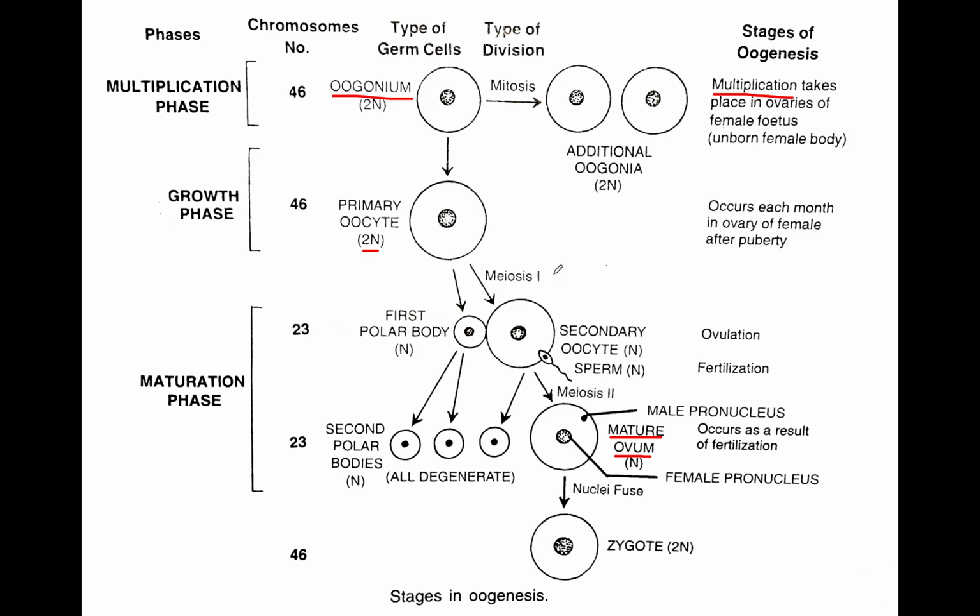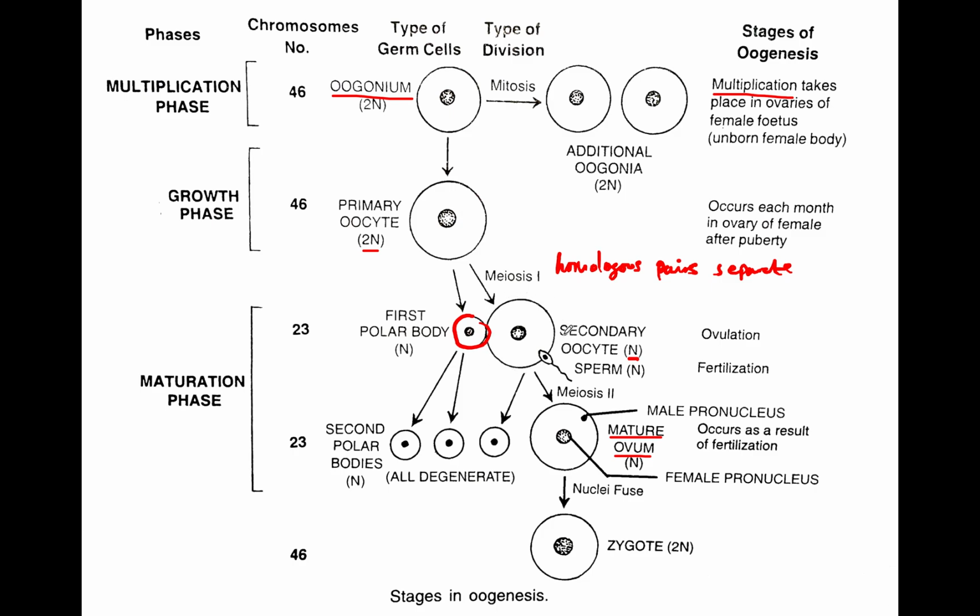If we just remind ourselves, in meiosis 1 we get the separation of homologous pairs. So in the two cells that are produced, we have a small first polar body and a much larger secondary oocyte, which is now haploid. As I said before, when the primary oocyte divides, the cytoplasm is unevenly distributed, with the vast majority of that cytoplasm going into the secondary oocyte.